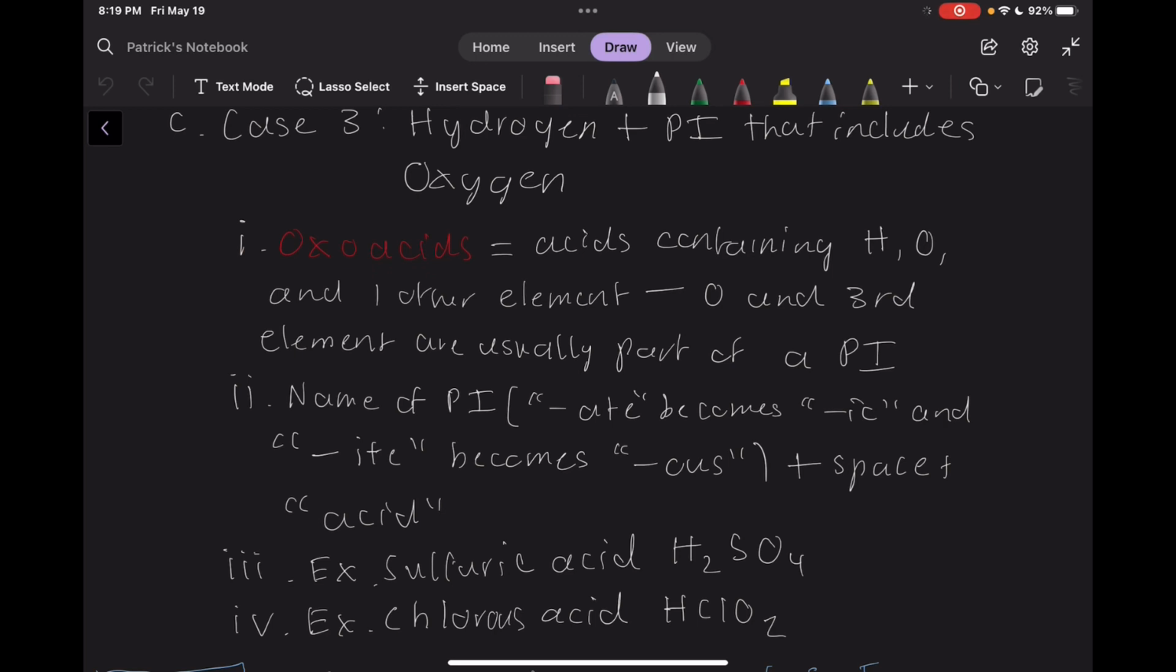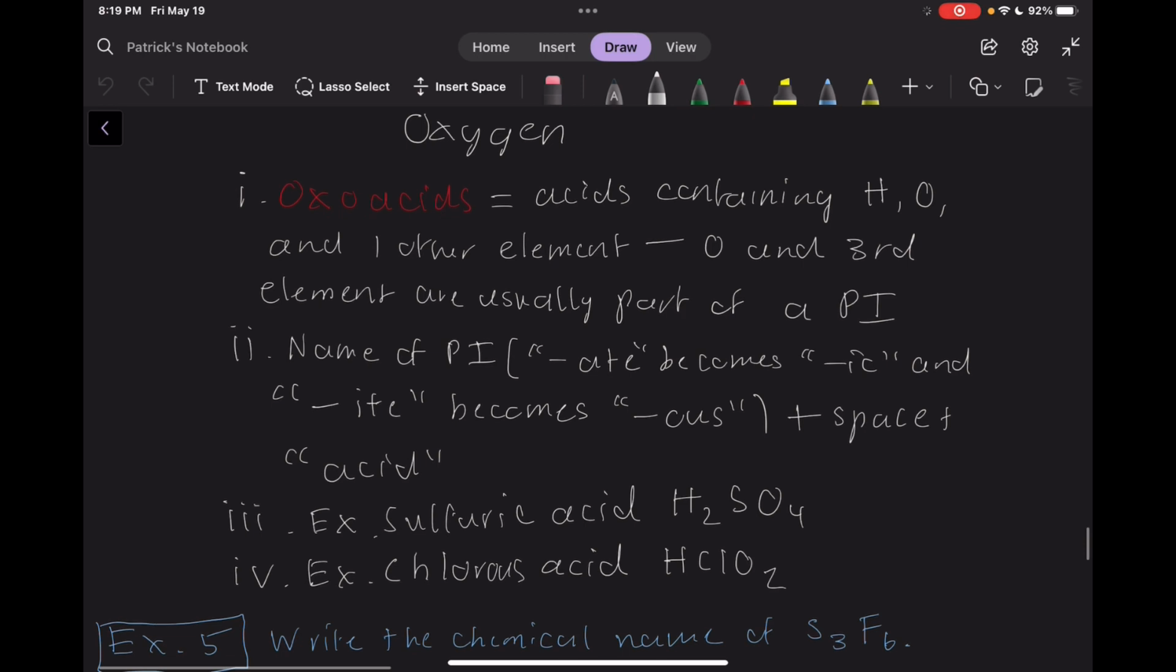To name these acids, we first write the name of the polyatomic ion, but we have to change its suffix. If the ion ends with ate, we change it to end with ic. If the ion ends with ite, we change it to end with ous. Then we add a space. After the space, we write the word acid.